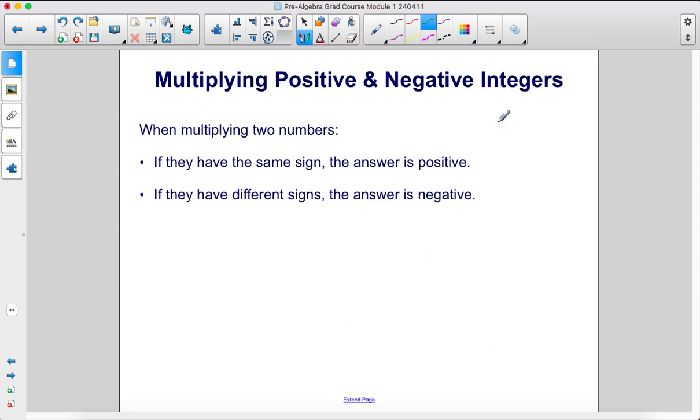When multiplying two numbers, if they have the same sign, the answer is positive. If they have different signs, the answer is negative.